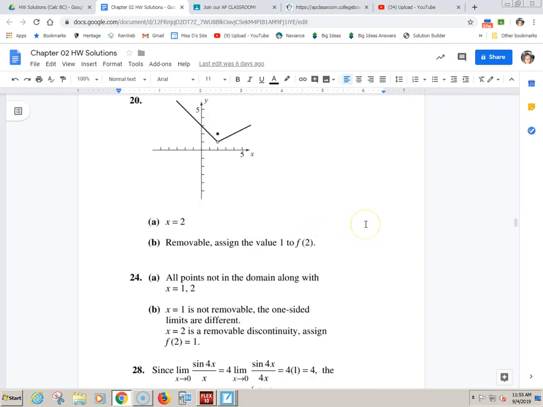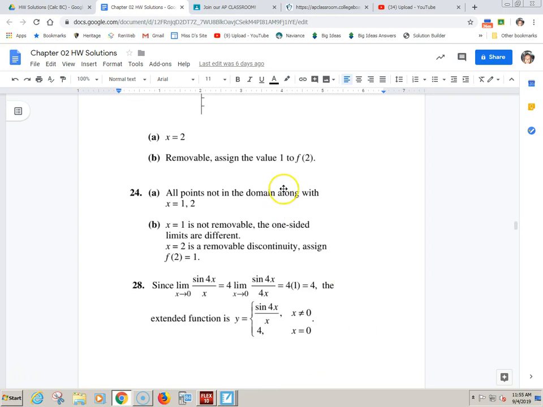Number 24. The function is not continuous for any point not in the domain, but also not at 1 or 2. At x equals 1, it's not removable. You have the limits not existing. And then 2 is removable. You could assign f of 2 to equal 1, and you'd be great. Hey, that's the same thing as that one.